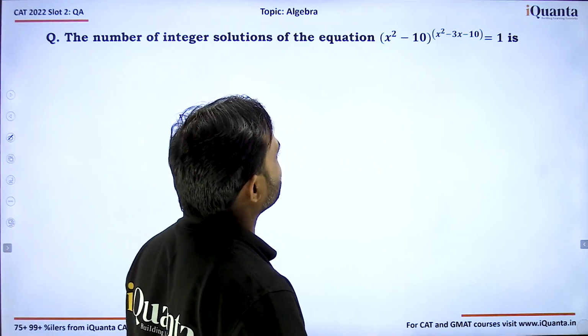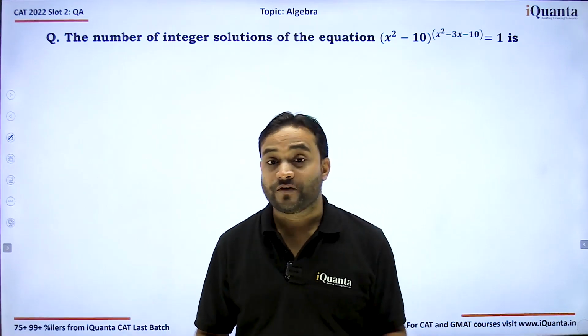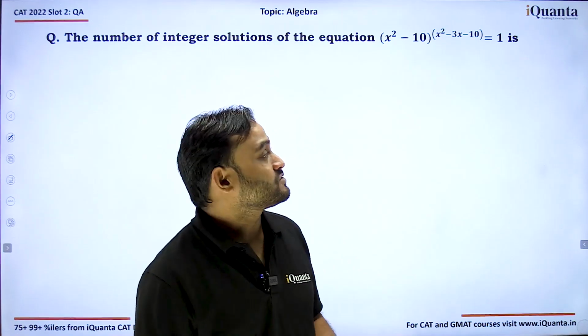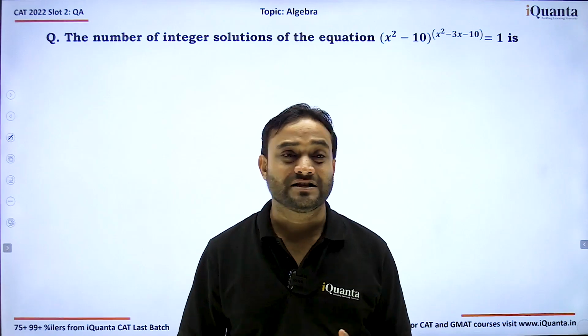Next question, it says the number of integer solutions of the equation x square minus 10x to the power x square minus 3x minus 10 is equal to 1 is. So this is a very popular question. You must have seen these type of questions previously. This question has been asked in all type of competitive exams at least once.